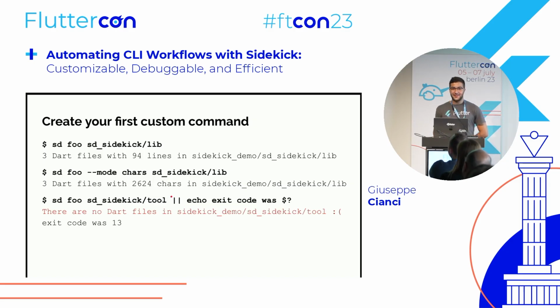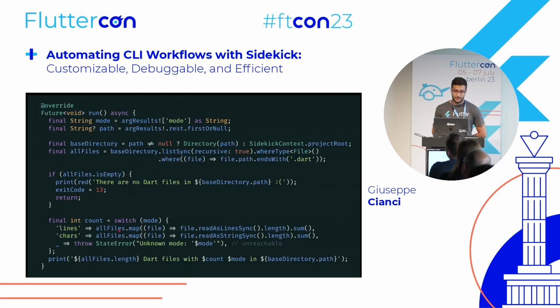So you can use this. It basically says, please only execute the following command if the previous command failed. So this echo will only be executed if this command here fails, which it does. And then the other magic is this $?, which is just the exit code of the previous command. So it prints exit code was 13, because we set it to 13.